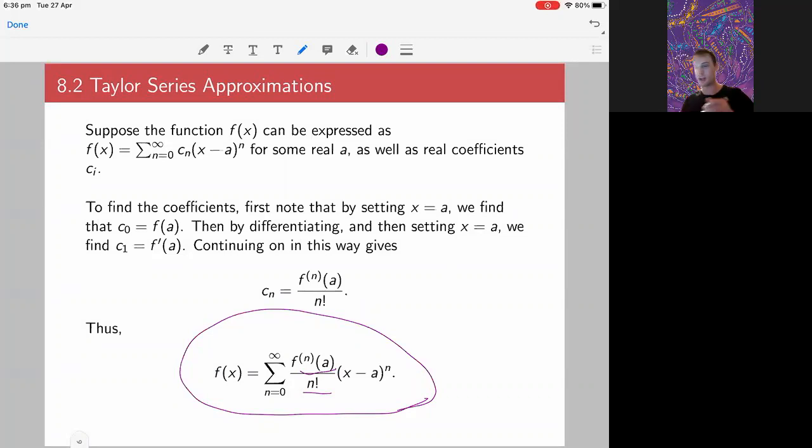So what's going on here? I haven't really done anything here. I've just assumed that we have a function that looks like this. And I'm saying that in general, if I have a function which looks like this, then these Cn constants can't just be anything. They have to be these. So I have this nice expression, which in general says that if f can be expressed as an infinite sum of these polynomial terms, then it has to look like this.